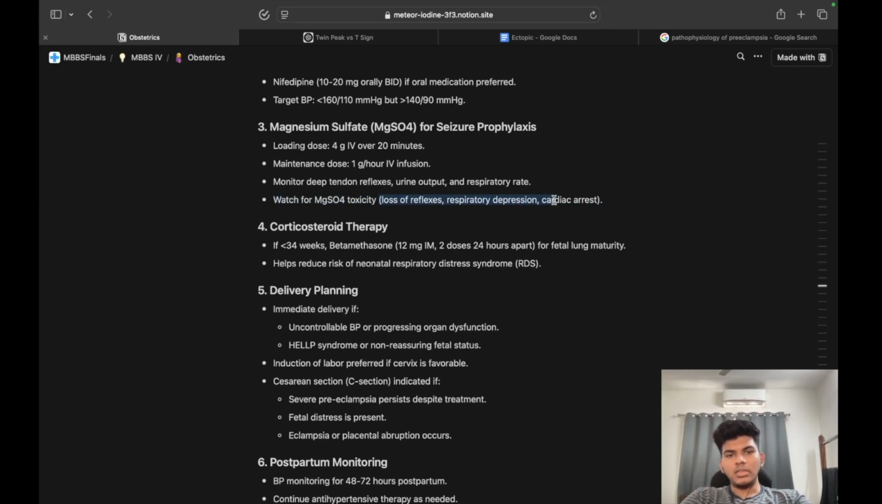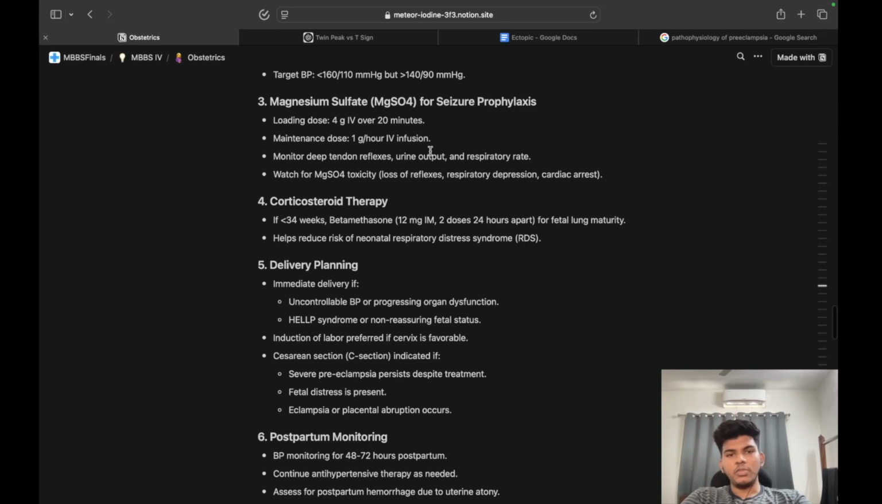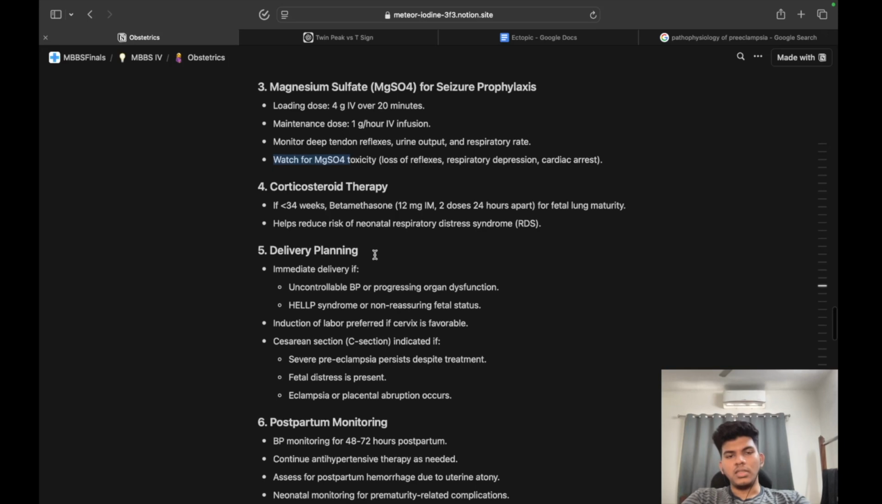So what are the signs? Loss of reflexes, respiratory depression and cardiac arrest. So 4 gram IV over 20 minutes, 1 gram maintenance is 1 gram per hour IV infusion. Deep tendon reflexes should be monitored, urine output and respiratory rate should also be monitored. Watch out for magnesium sulfate toxicity.